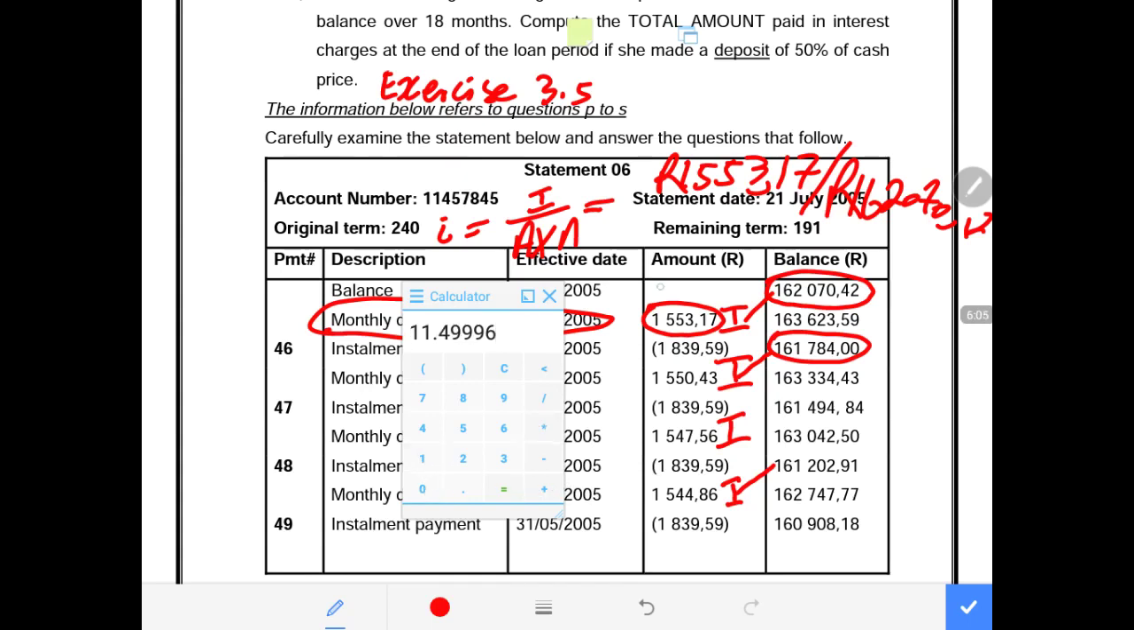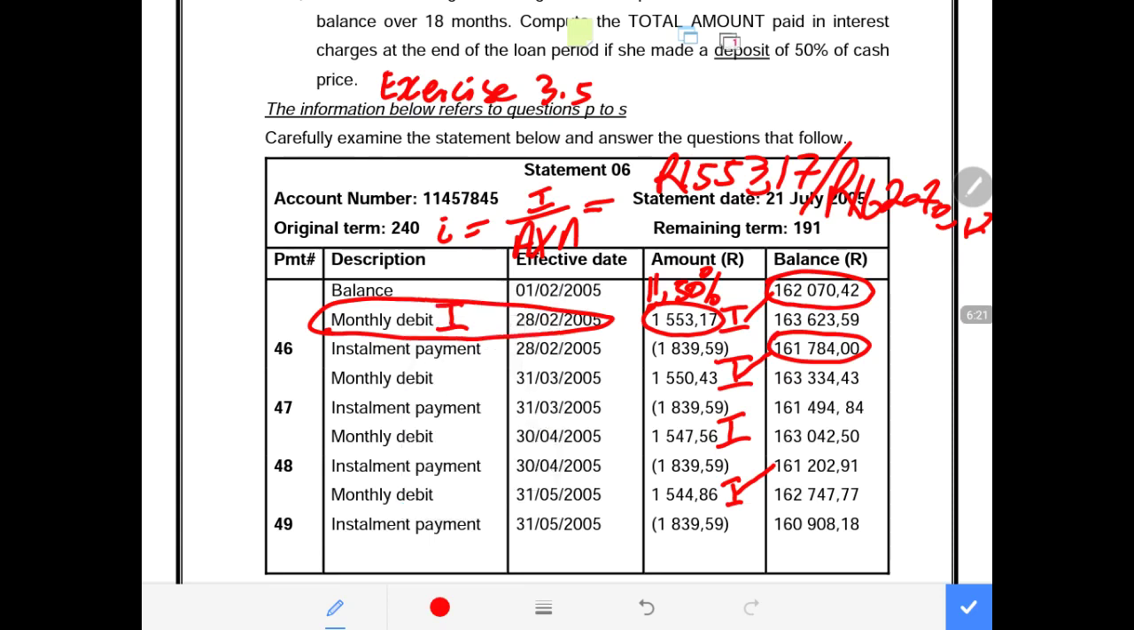And we can see that in the month of February, our interest was 11.50%, which is our interest rate. Let's just test it in any other random month. Let us just take somewhere there in the month of May, where the interest amount was 1,544.